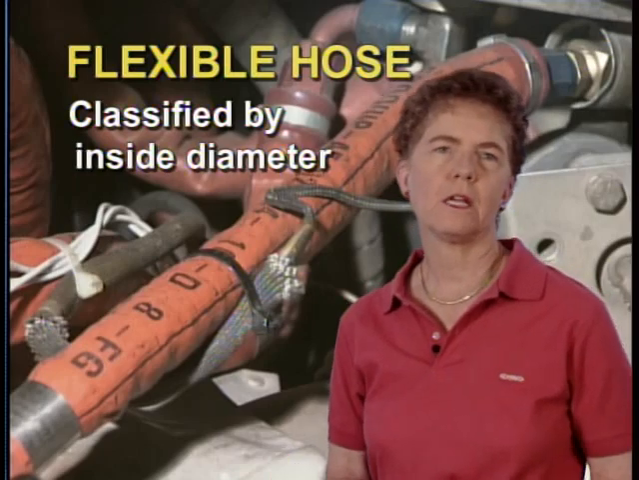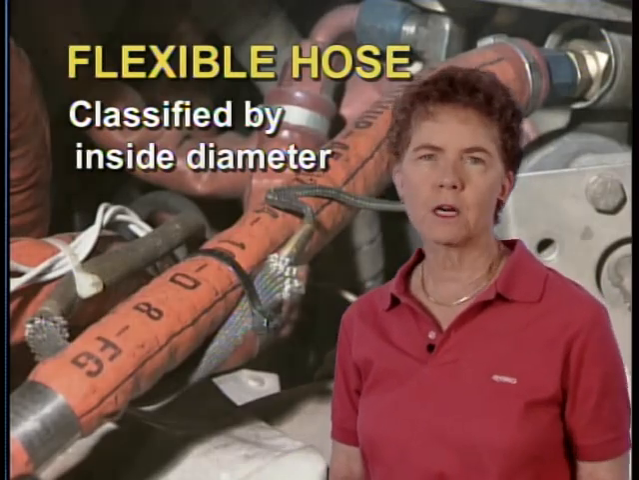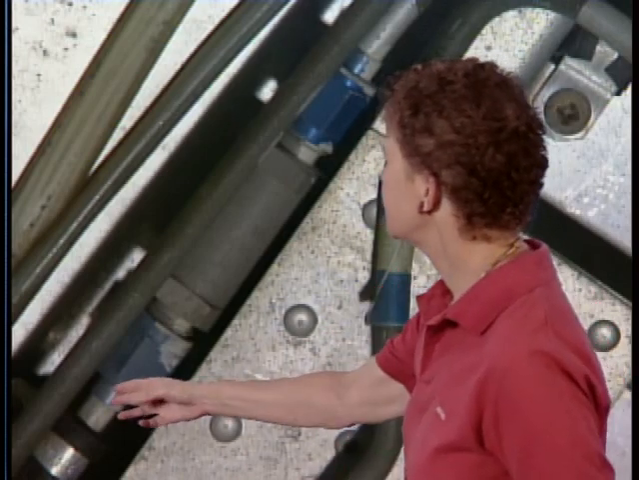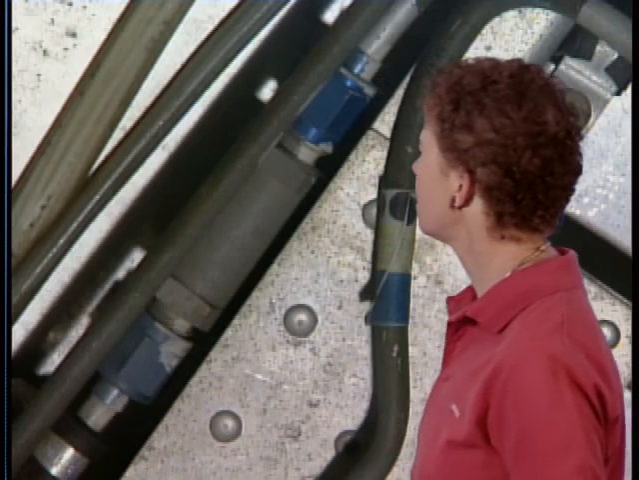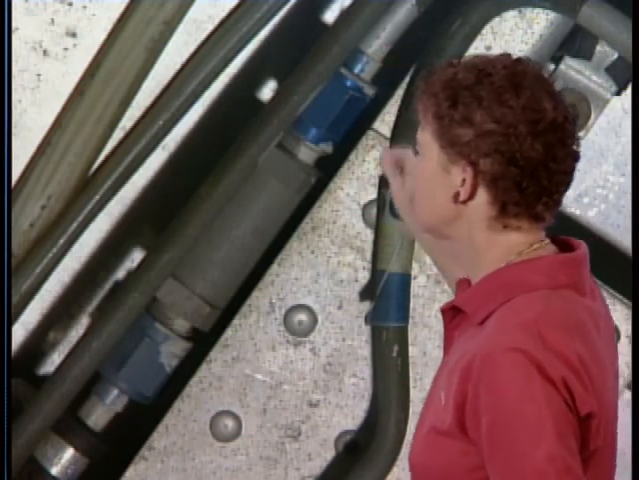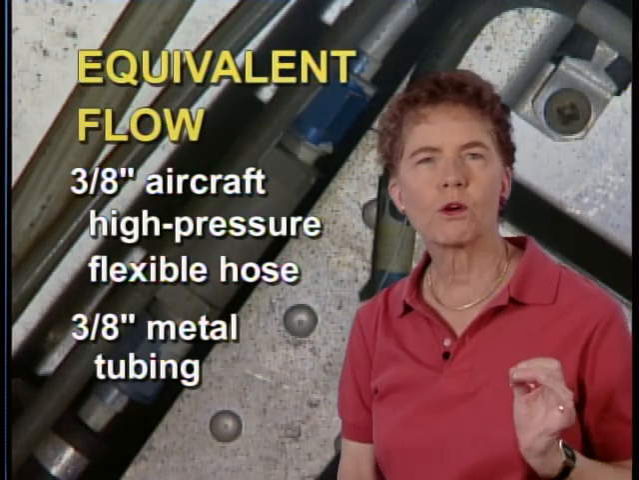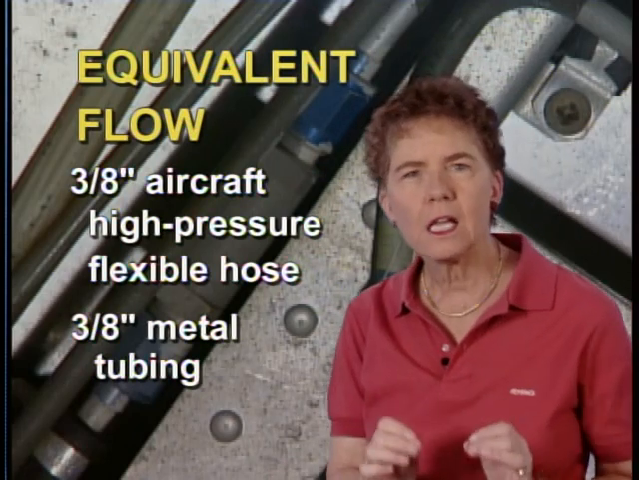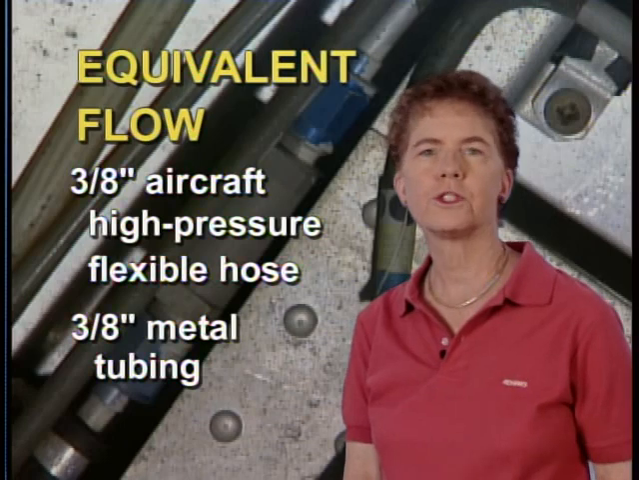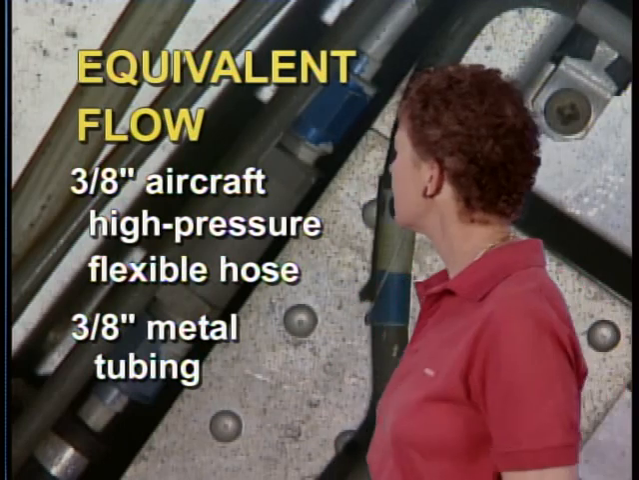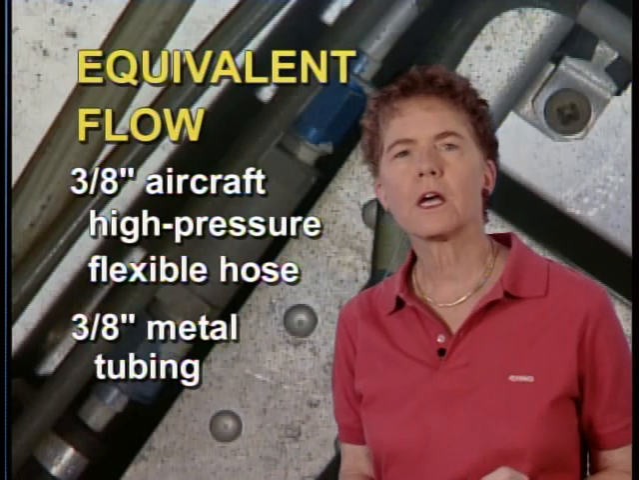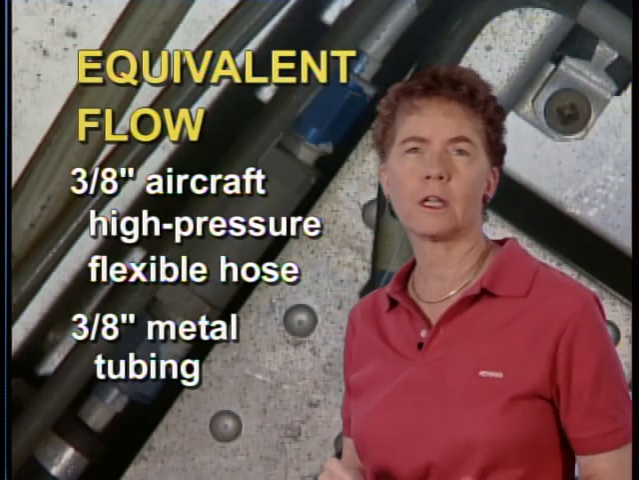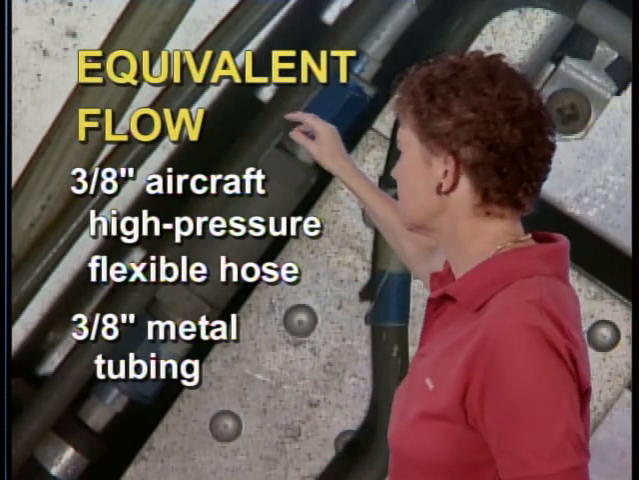Now, flexible hose, as opposed to metal tubing, is classified according to the inside diameter of the hose. So, what does this mean if you have a system that has both metal tubing and flexible hose? Well, if you compare a 3/8 inch high-pressure aircraft flexible hose with 3/8 inch metal tubing, you can expect them to have equivalent flow characteristics. And that's because even though the inside diameter of the flexible hose is the same as the outside diameter of the metal tubing, the inside diameters of both are close enough in size to not significantly affect the flow characteristics.